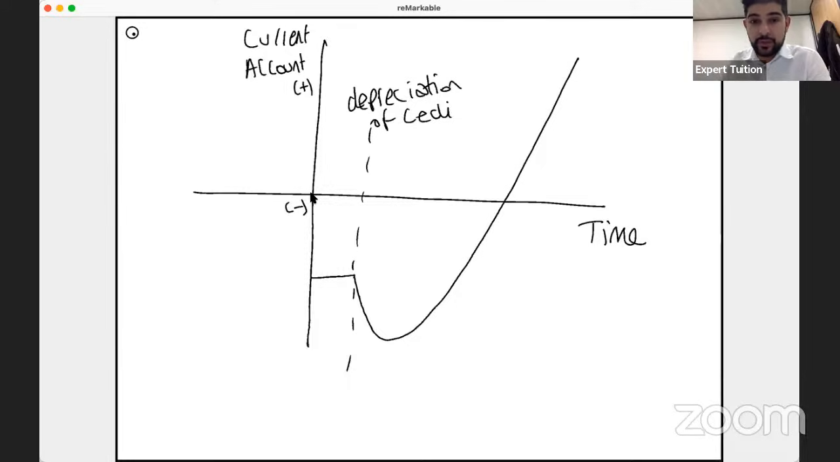That is exceptional evaluation, by the way. This in a 10 gets you all 4 evaluation marks, and in a 12, it will get you all 4 evaluation marks. Marshall-Lerner and J-curve, yeah?